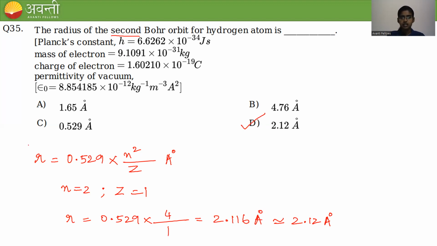the correct option. And this is the formula which we are using here in this question. So no need of substituting h, mass and charge. Okay, you can do it that way also, but it is not necessary here to get the answer. Now moving on to the next question.